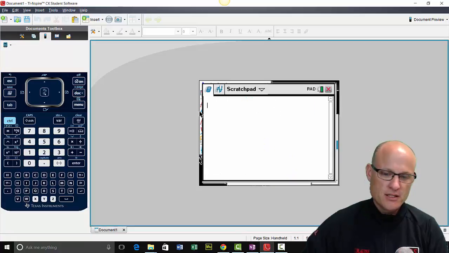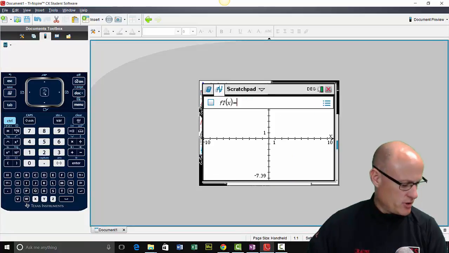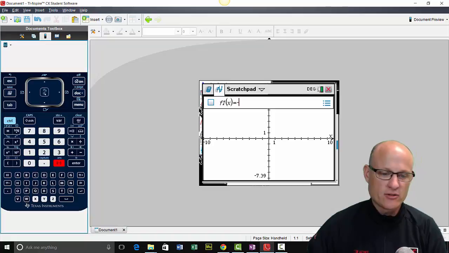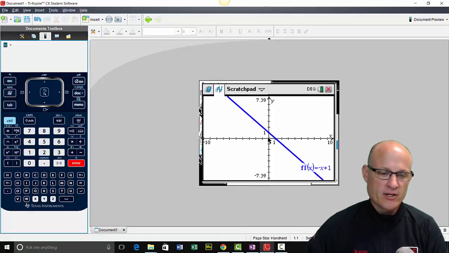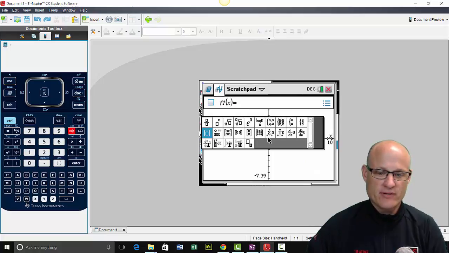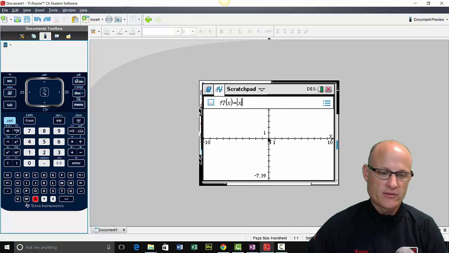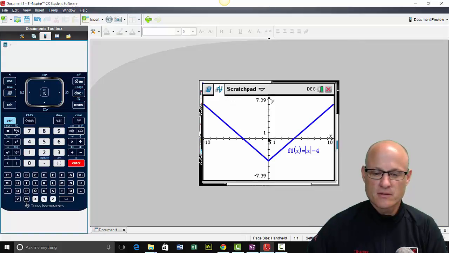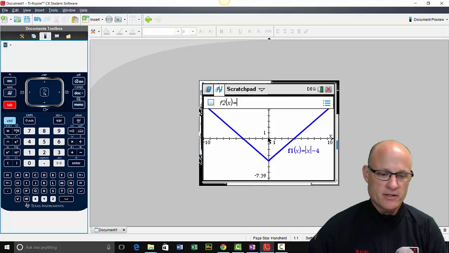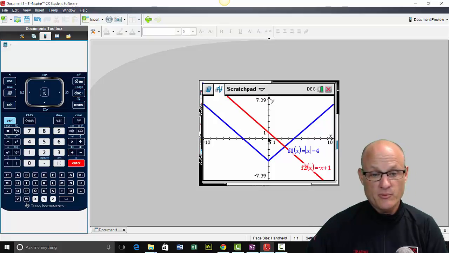Go to graph, and we're going to do negative x plus 1. Bam. And the other one is tab. What the heck did I hit that for? Escape. The absolute value of x minus 4. Oops, lost my first line. Tab, negative x plus 1. All right, there's my point of intersection.